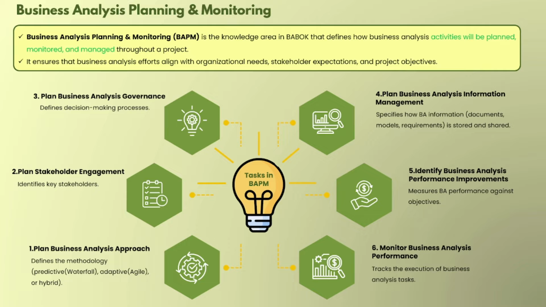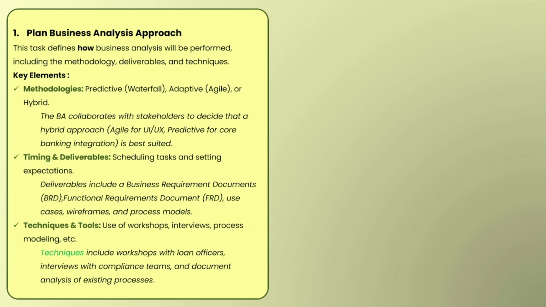Now let's align each BAMP task with a loan management system project so that you get a clear idea. Before I start explaining the BAMP tasks, don't get confused about the order. The goal here is to show how the business analysis activities are planned. You can follow the sequence that works best for your project. It is flexible based on your needs. So the first task is plan business analysis approach. This task defines how business analysis will be performed, including the methodologies, deliverables, and techniques.